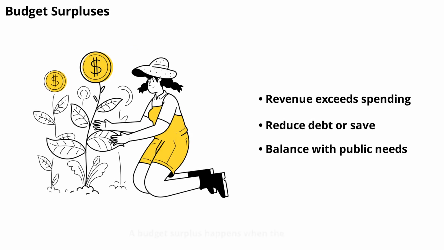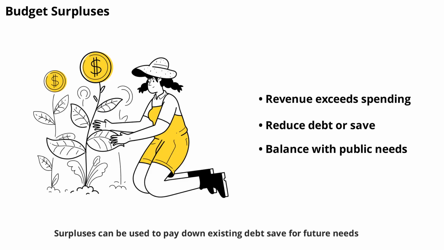A budget surplus happens when the government collects more revenue than it spends. Surpluses can be used to pay down existing debt, save for future needs, or fund new projects. While surpluses are generally seen as positive, they can also indicate that taxes are higher than necessary or that important needs are being underfunded. Governments must balance the benefits of surpluses with the need to provide essential services.